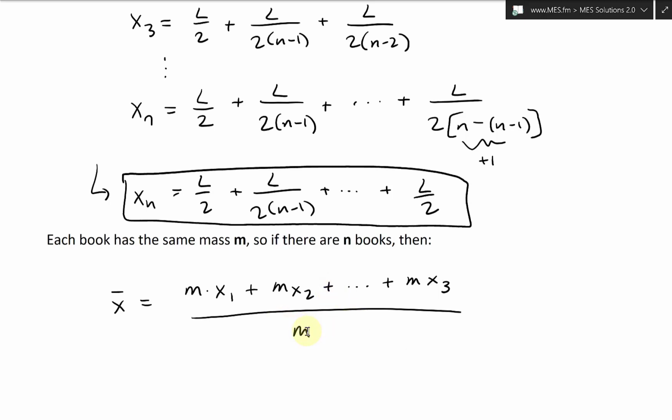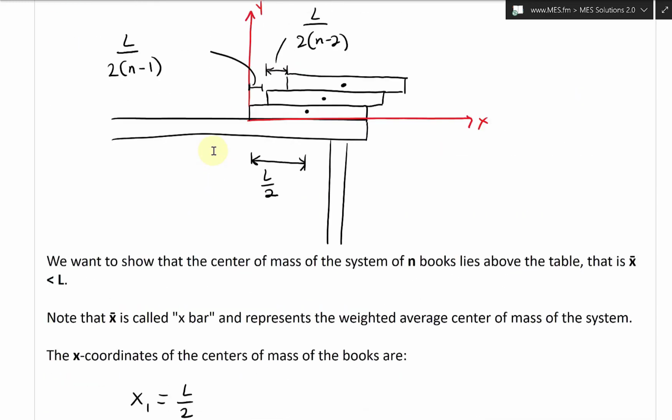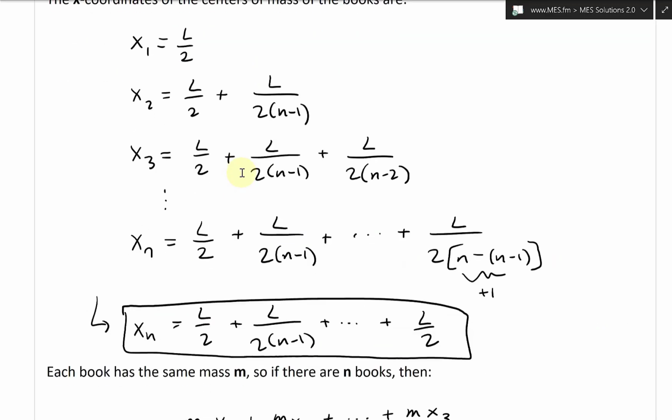So this m divided by m times the total number of books. In other words, we get the total mass. So basically, we have an average position times the total mass. These are all weighted by the mass, and each one based on how far they are, which is based on the x-coordinates we set up here. Starting from here, x1 would be here, and x2 would be over here. Those are the centers of mass, and you're going to see the average center of mass of the entire stack of books.